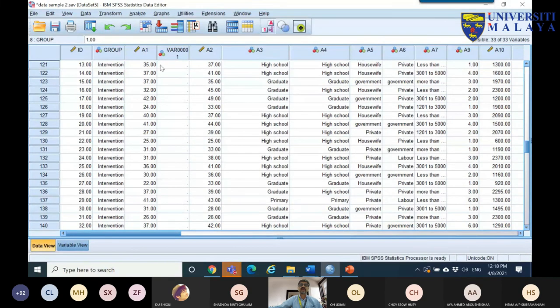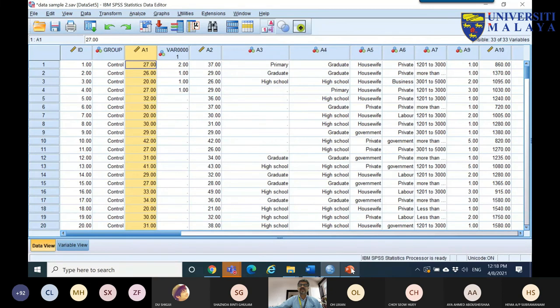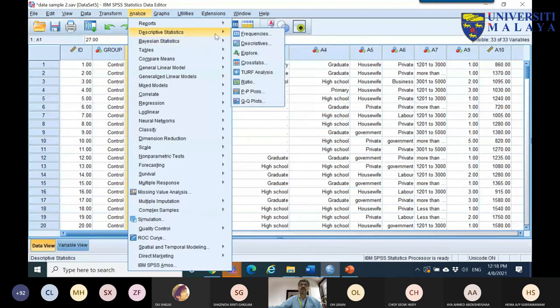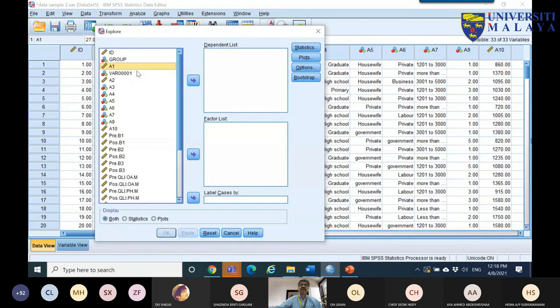Okay, first of all, I have to check the normality. Age is quantitative, right? Since age is quantitative, I still have to use the parametric test, but first we have to check the normality. So what should I do? I go to analyze, explore, and put age, A1, as the dependent list. But remember, that's the point. Now you want to compare the age for two groups, then you need to check the normality of age for each category of group, not all together. So that's why the group should be under factor list. Under plots, select normality plots with tests, and run it.